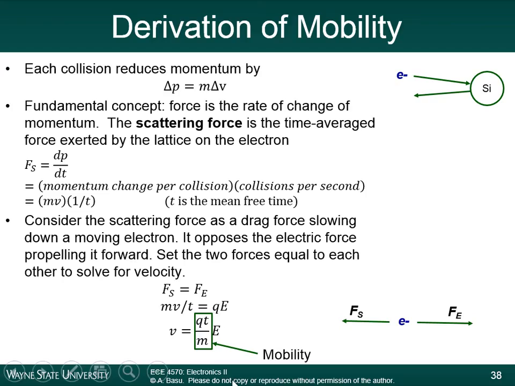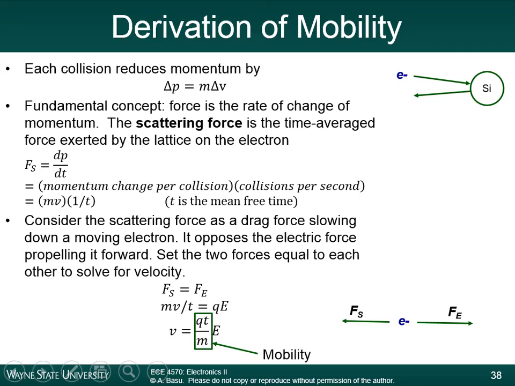So set the two forces equal to solve for the velocity. If you're doing a mechanics problem and you have a drag force, you set the drag force equal to the force that's propelling it forward. You set the two forces equal to each other, and you can solve for the velocity. That's what we're doing here. Scattering force is equal to the electric force. The scattering force is mv divided by t, which we just found here. The electric force is q times E. This is a formula from electromagnetics. Electric force is equal to q times the electric field, the amount of charge you have multiplied by the electric field.